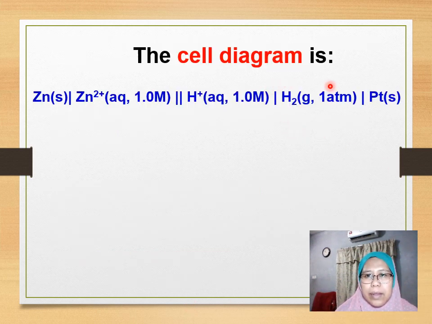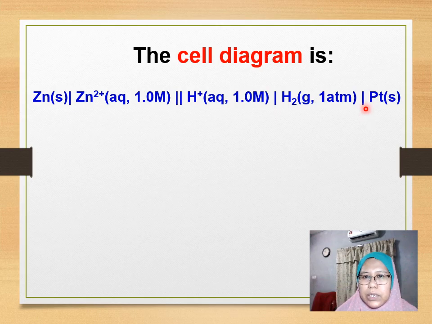The cell diagram is, as you can see, zinc solid becomes zinc 2+ aqueous at 1 molar. You can see that there is a vertical line here in between the two phases, and then this is a salt bridge. Okay, how do you draw the cell notation for SHE? Now, H+ aqueous 1 molar becomes H2 gas 1 atm.